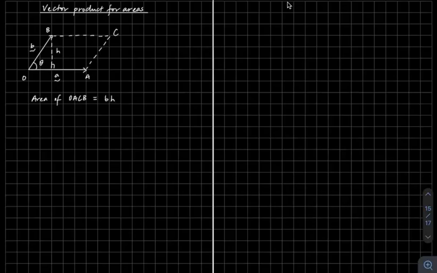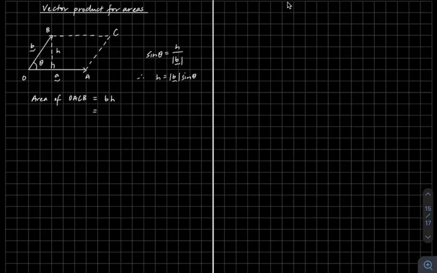Now consider that sine theta is going to be equal to what? Opposite in this right angle triangle here. So the opposite side, which is h, over the hypotenuse, which is the magnitude of b, isn't it? So it's going to be h over magnitude of b, and so therefore we could say that h is equal to magnitude of b sine theta.